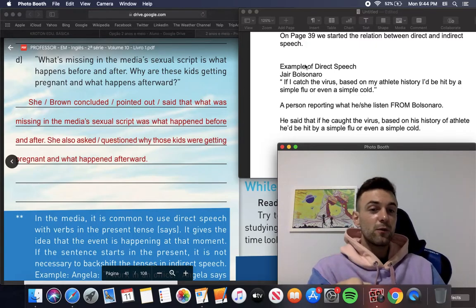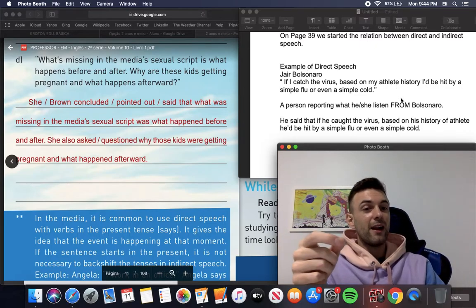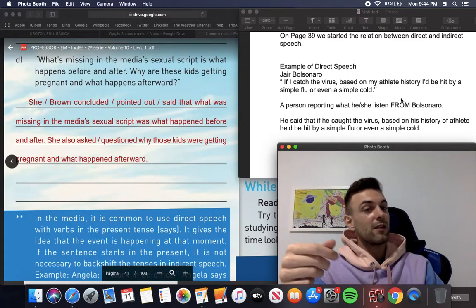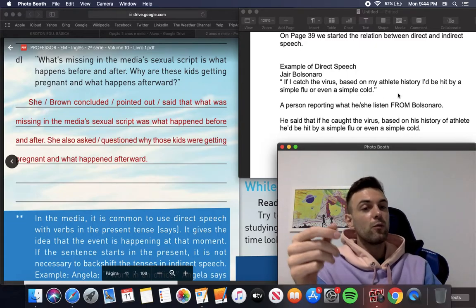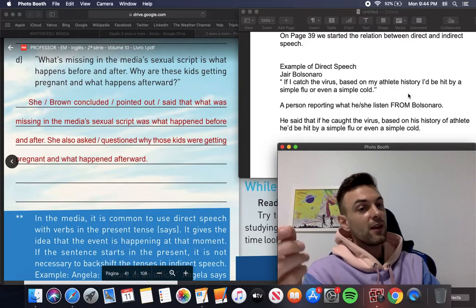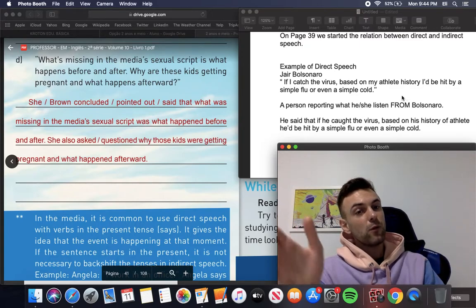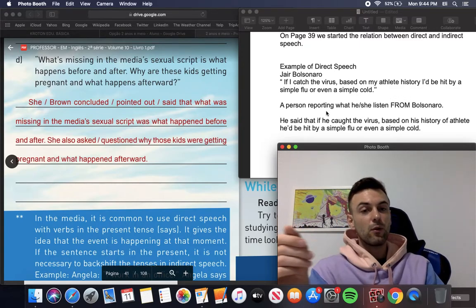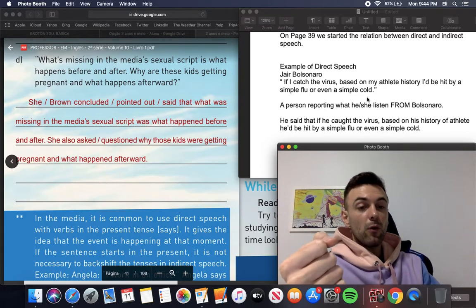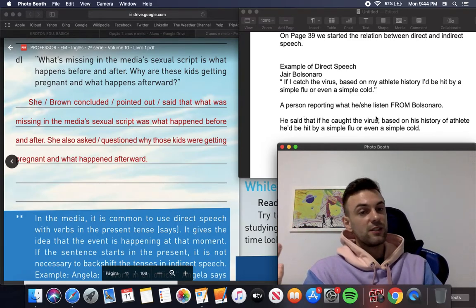resfriadozinho. If I catch the flu based on my athlete history, I'd be hit by a simple flu or even a simple cold. Então, simple cold. Então, a pessoa reportando o que ele disse.